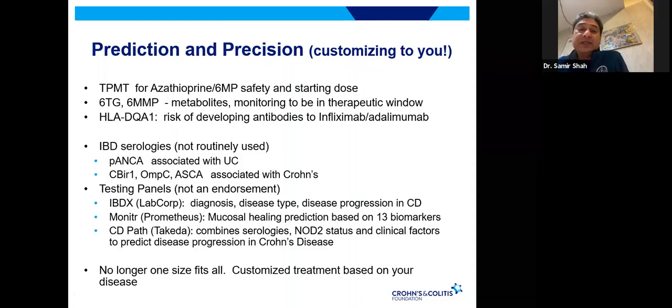There's also a new gene test that's been recently described, an HLA-DQA1, and that helps us figure out if somebody has a higher risk of getting antibodies to a couple of the anti-TNF biologics that we use, infliximab and adalimumab. So that hasn't caught on quite yet, but it's intriguing data, and we're just starting to consider using that to see if we're going to start somebody on infliximab or adalimumab, where they need to be on a second drug like 6-MP or azathioprine to prevent antibody formation to the biologic.